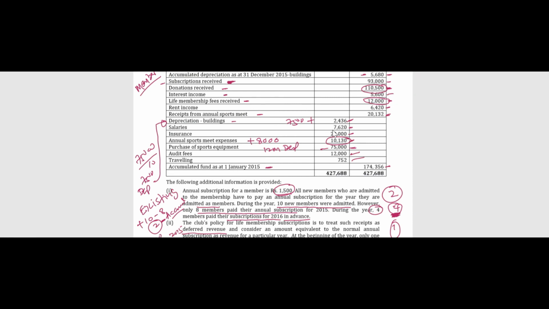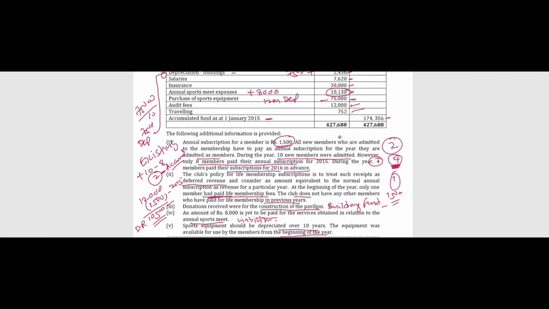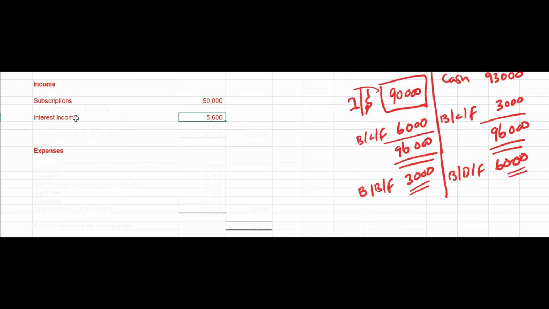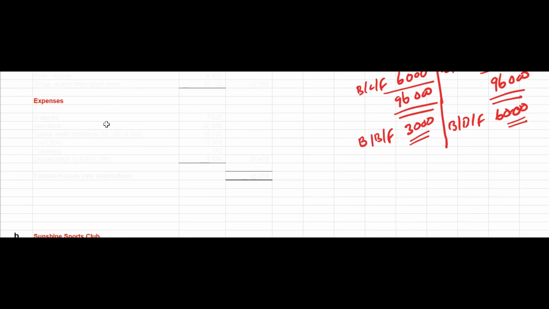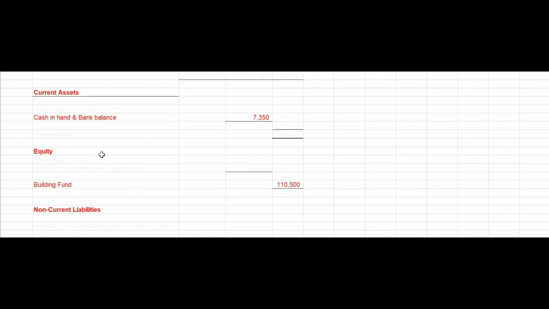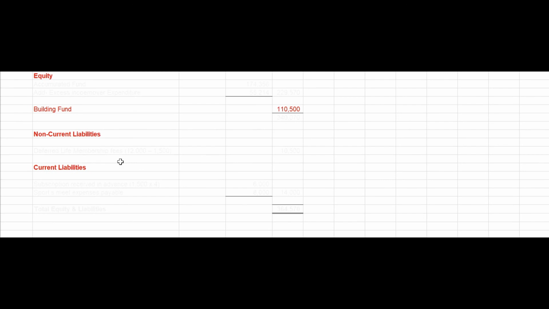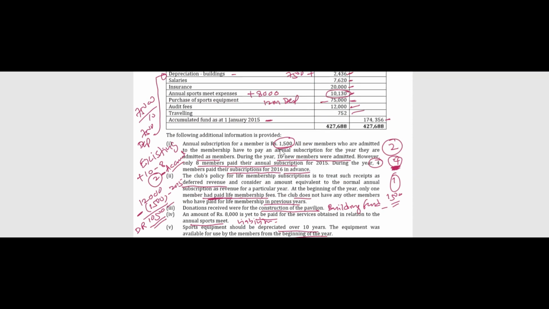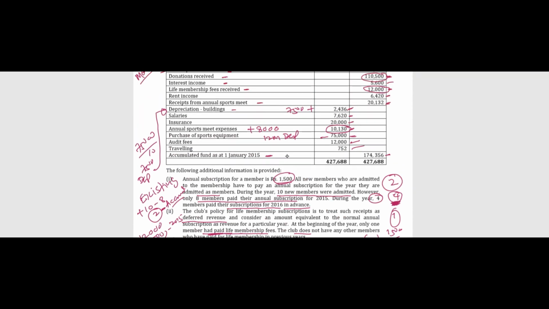The next item, life membership fees received 12,000. So as I told you, life membership we need to recognize 1,500. The remaining should go to the balance sheet. So first you update the income statement, which is 1,500. Go to the balance sheet under non-current assets, deferred life membership. How much is that? 10,500. Very simple.